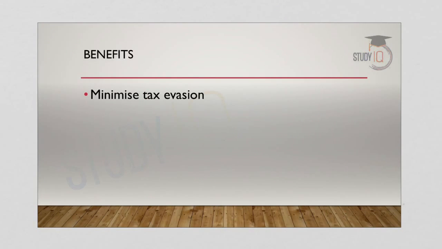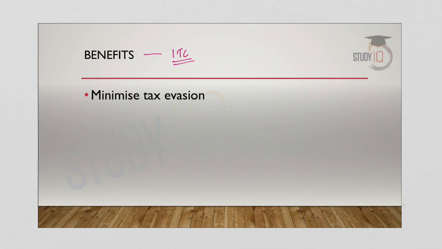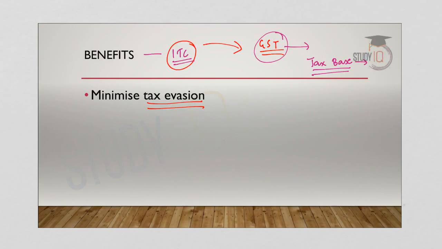Now, what are the benefits of input tax credit? The whole purpose of bringing in this input tax credit system was to minimize tax evasion. And also with this input tax credit, the number of registrations under the GST increases, because if a manufacturer has to claim the input tax returns, he will have to file under the GST or register under the GST. So the number of registrations under GST will increase, and therefore the tax base will increase. So this will lead to more revenue collection for the government under the GST regime.